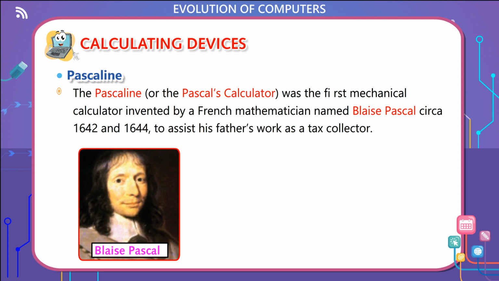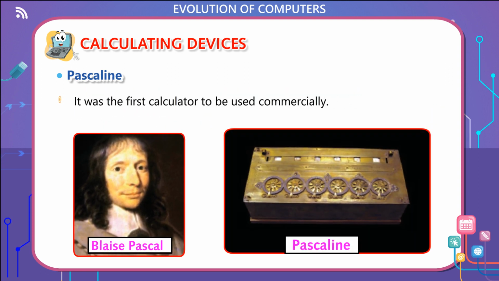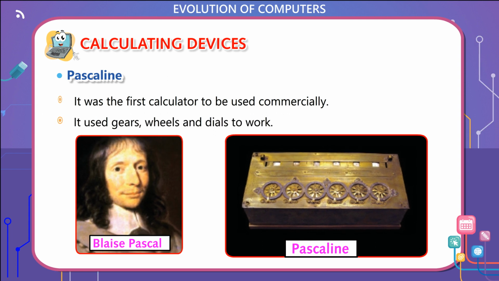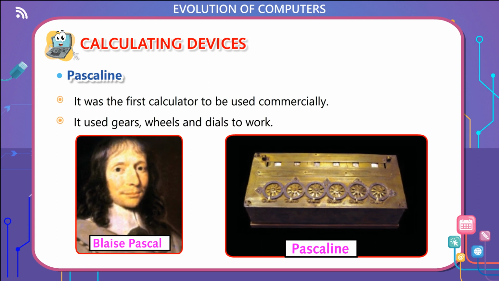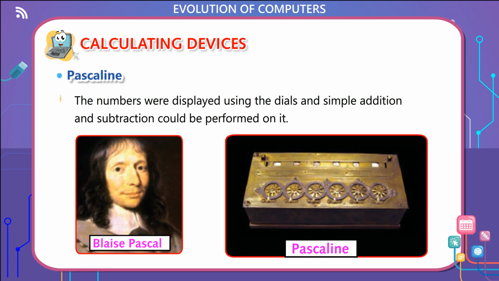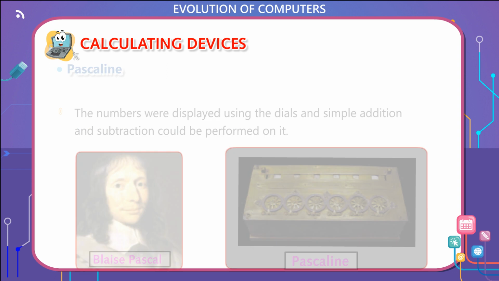Pascaline. The Pascaline, or Pascal's calculator, was the first mechanical calculator, invented by a French mathematician named Blaise Pascal between 1642 and 1644 to assist his father's work as a tax collector. It was the first calculator to be used commercially. It used gears, wheels and dials to work. The numbers were displayed using the dials, and simple addition and subtraction could be performed on it.